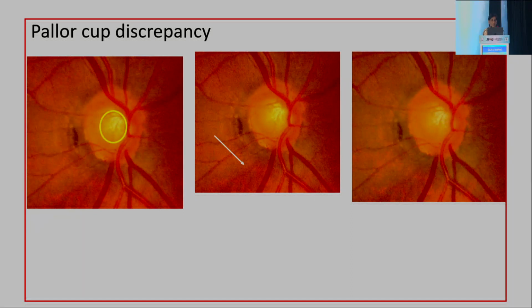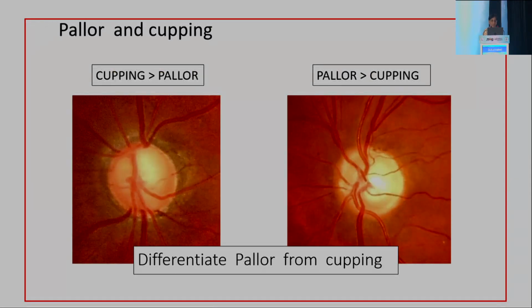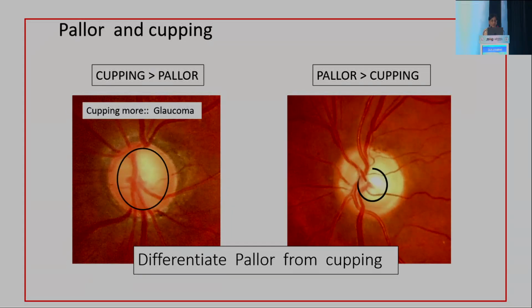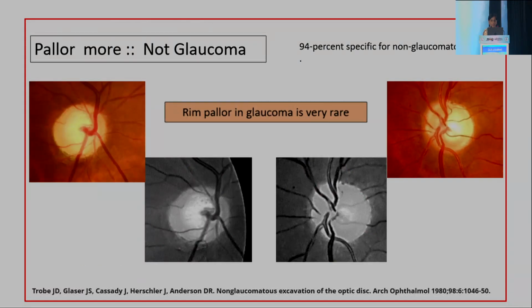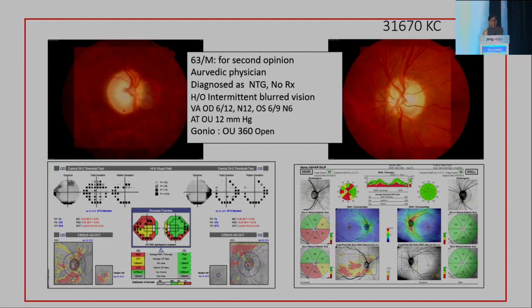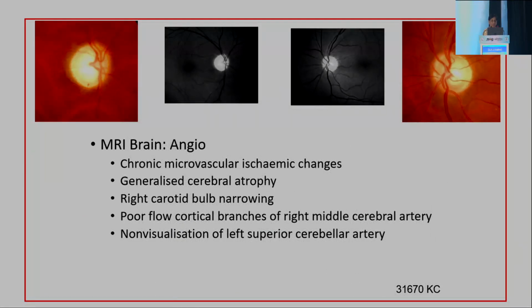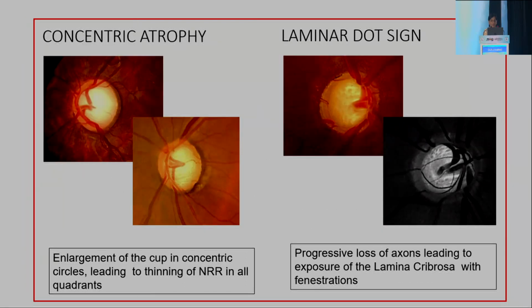So pallor-cup discrepancy is a pathognomonic sign, and you need to identify these patients very carefully, especially if they have wedge-shaped RNFL defects where the notching is there. So cupping more than pallor is definitely glaucoma, but pallor more than cupping may not be glaucoma. Here you can see a patient who has NRR pallor, and we investigated, and the patient had something else; he underwent MRI.